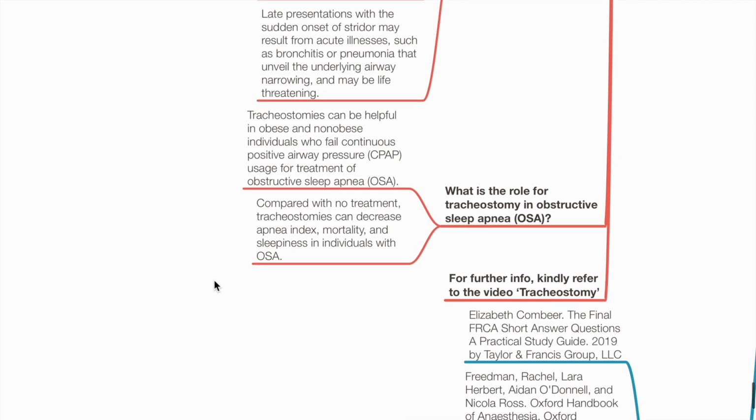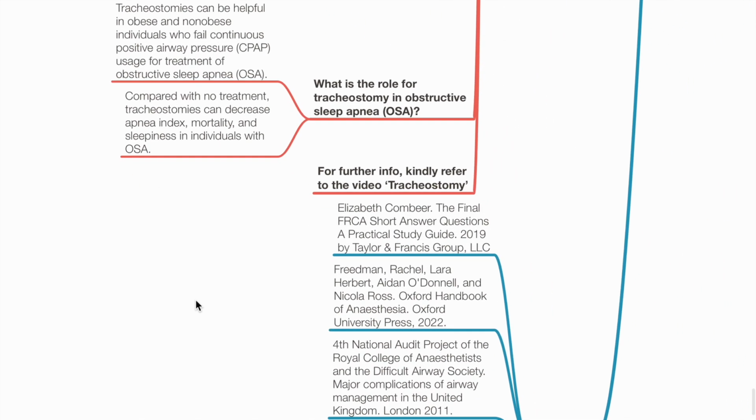What is the role for tracheostomy in obstructive sleep apnea? Tracheostomies can be helpful in obese and non-obese individuals who fail CPAP usage for treatment of OSA. Compared with no treatment, tracheostomies can decrease apnea index, mortality, and sleepiness in individuals with OSA. For further information, kindly refer to the video Tracheostomy.